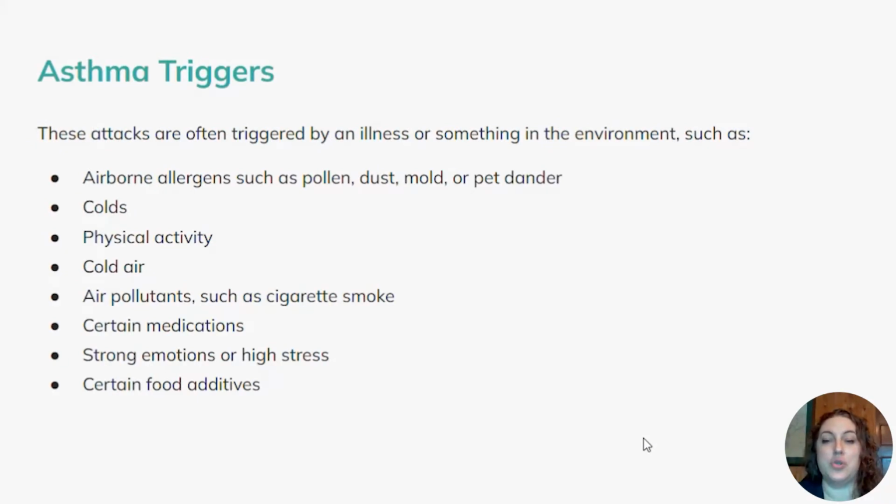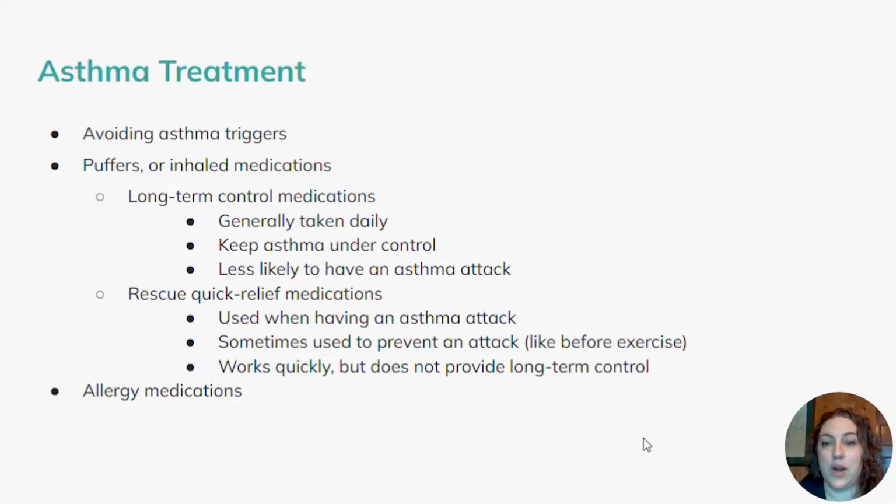These attacks are often triggered by an illness or something in the environment, such as airborne allergens such as pollen, dust, mold, or pet dander, colds, physical activity, cold air, pollutants such as cigarette smoke, certain medications, strong emotions or high stress, and certain food additives. The treatments for asthma involve avoiding asthma triggers, and they may use puffers or inhaled medications.